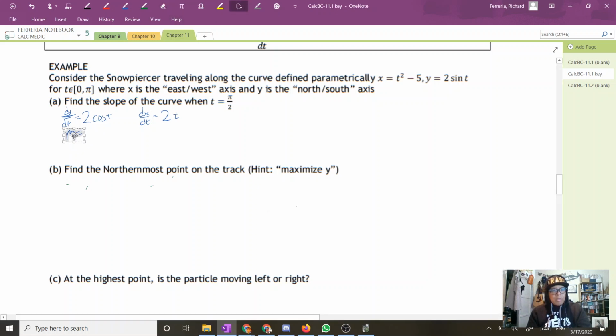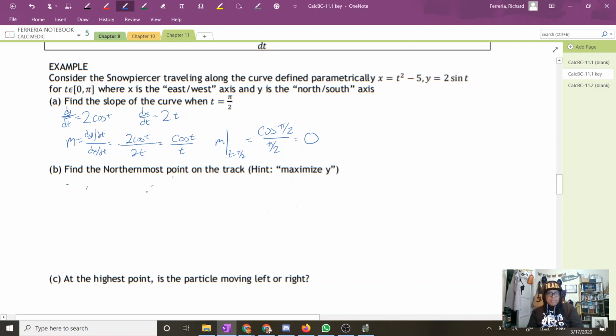So those two things are going to be important to us. Let's shove this guy down a little bit and continue. So we need dy/dt on top of dx/dt. So dy/dt is 2 cosine t. dx/dt is 2t. So the slope is cosine t over t. What about the slope when t equals pi over 2? Well, that is the cosine of pi over 2 divided by pi over 2, which is 0. Okay, so the slope is 0.